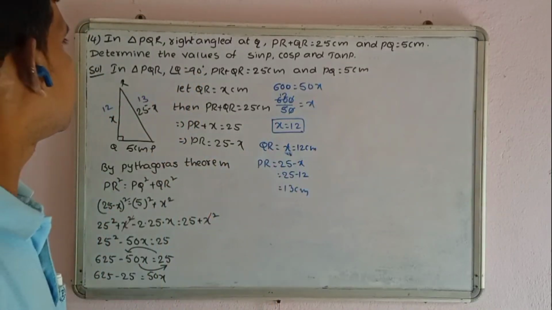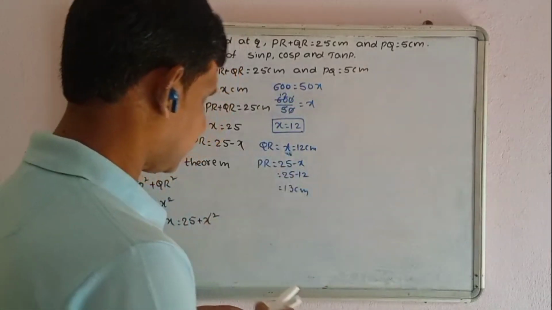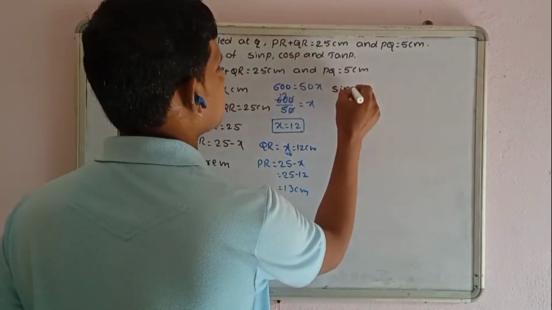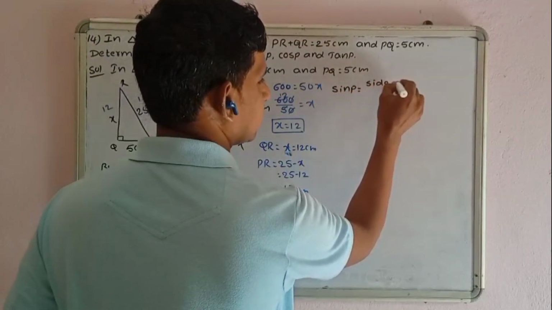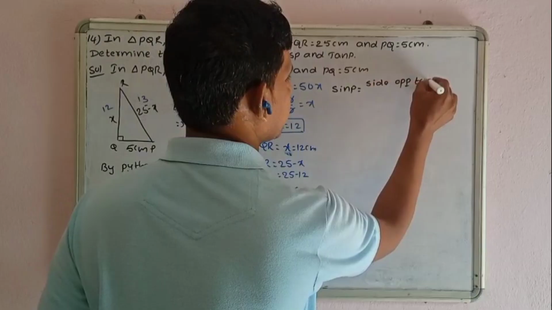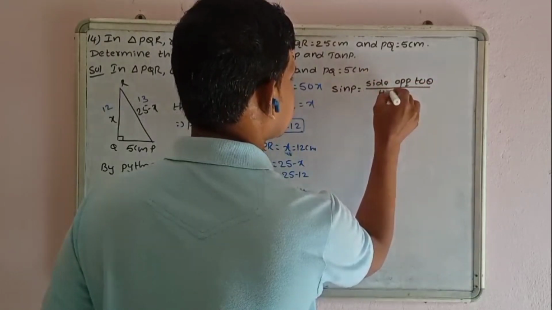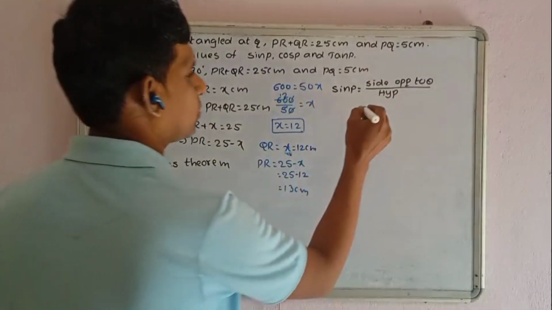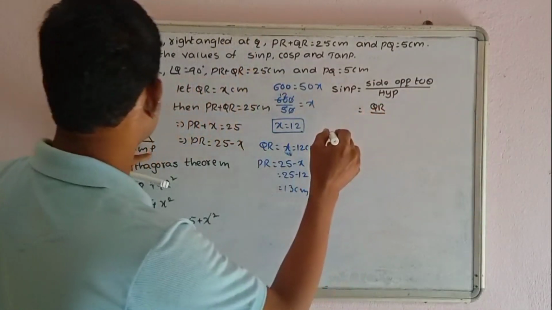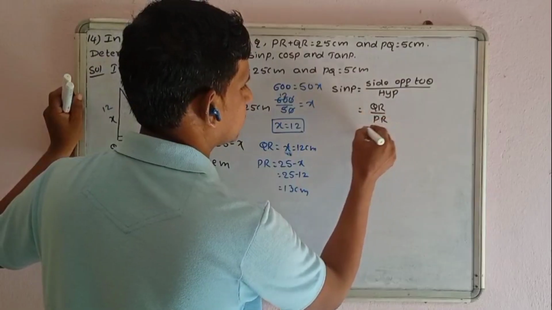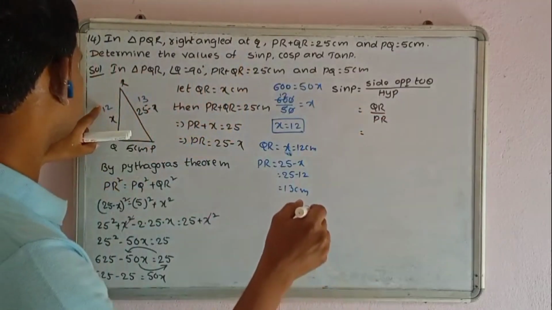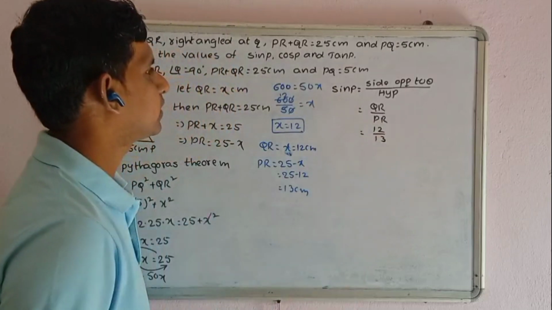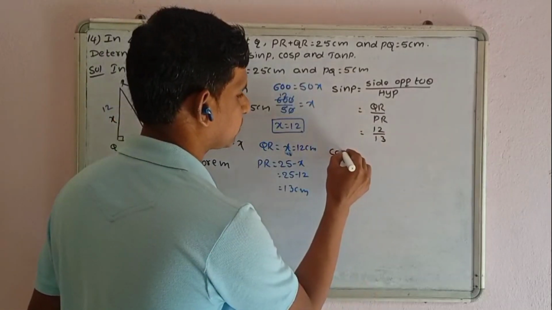Okay. Now the first one is sin P. What is the definition of sin P? Sin P is side opposite to P over hypotenuse. What is the side opposite to P? QR. Hypotenuse is PR. QR value 12, PR value 13. This is sin P.